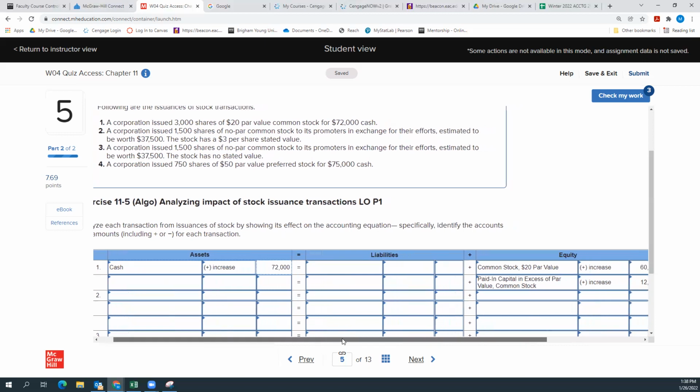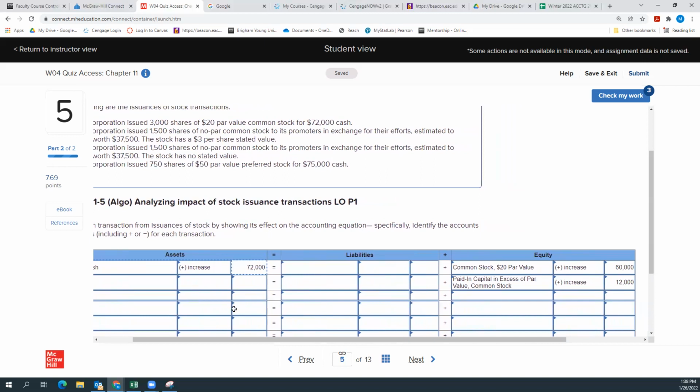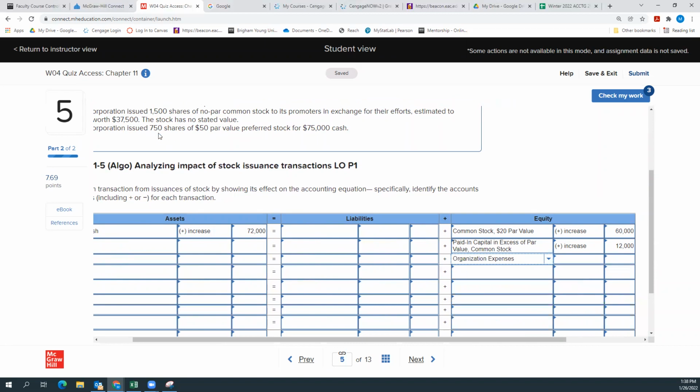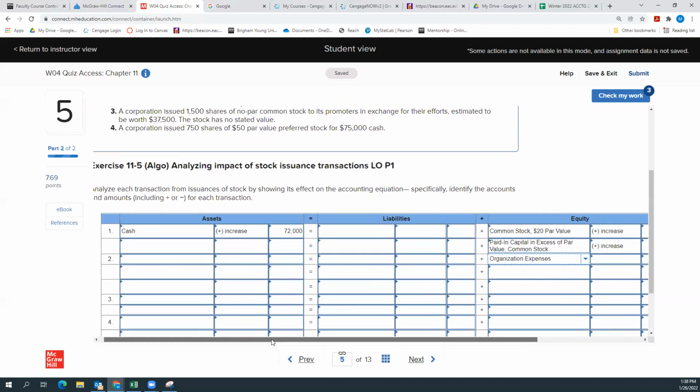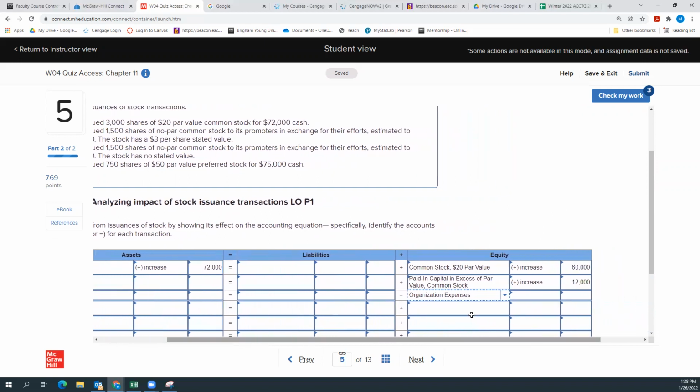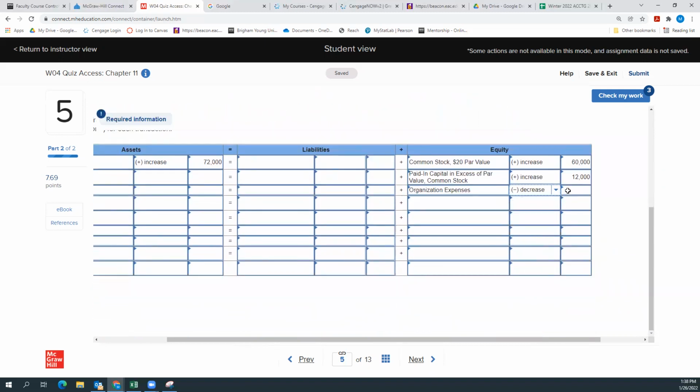So the way this is going to impact us here is we have 1,500 shares of $3 per share stated value. I'm first going to decrease my equity just by listing what's called an expense. They call it organization expense here, and that would be the full amount, which was $37,500. That will be a decrease to our equity because that's an expense.